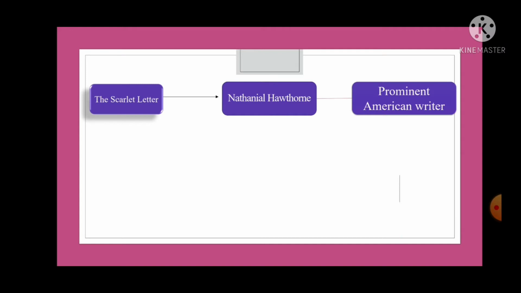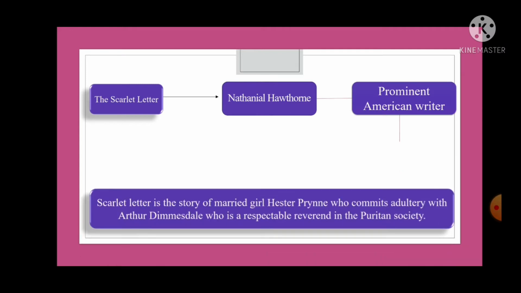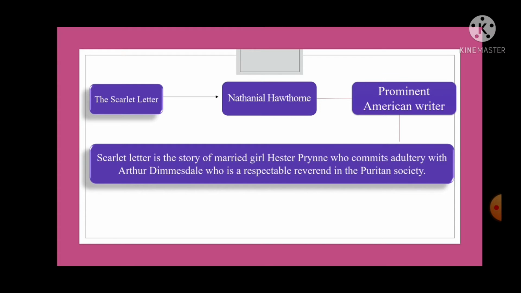The Scarlet Letter is the story of a married woman, Hester Prynne, who commits adultery with Arthur Dimmesdale, a respectable reverend in the Puritan society. As a result, she gives birth to a daughter named Pearl. In this way, their secret sin is discovered. She is brought to the scaffold to reveal the name of her co-sinner.